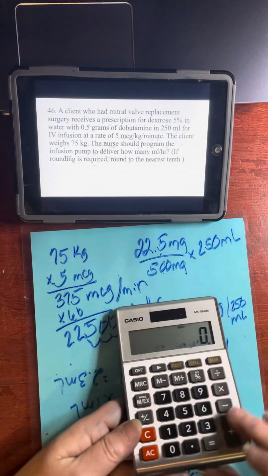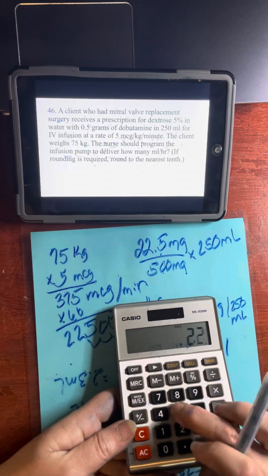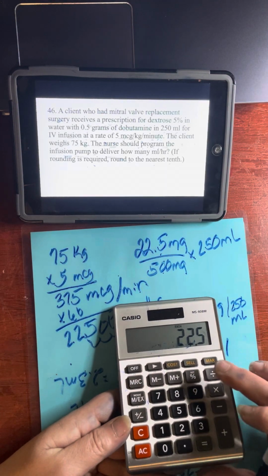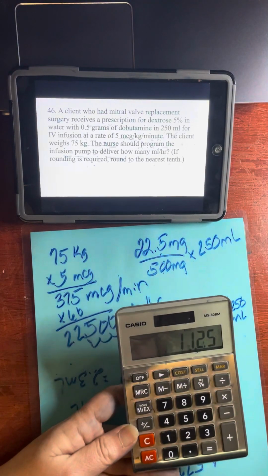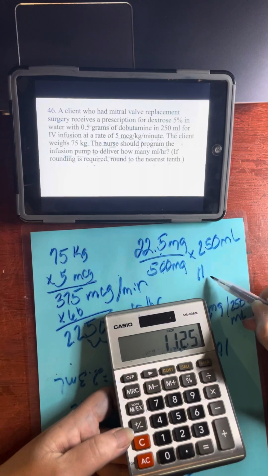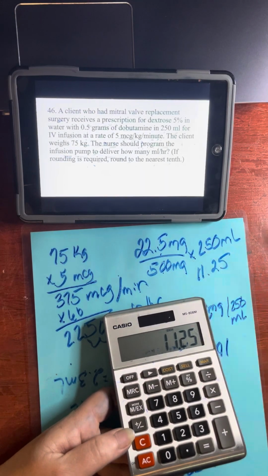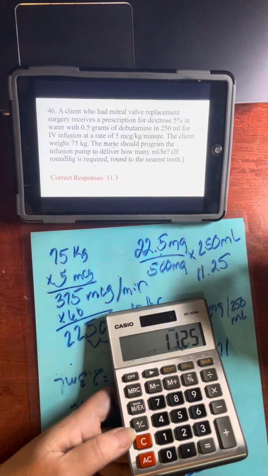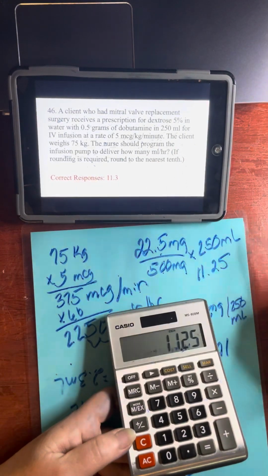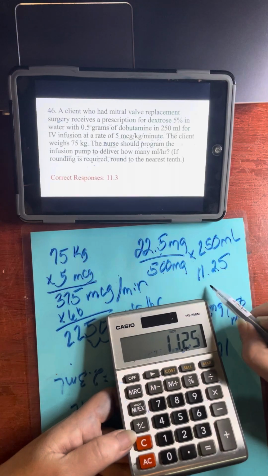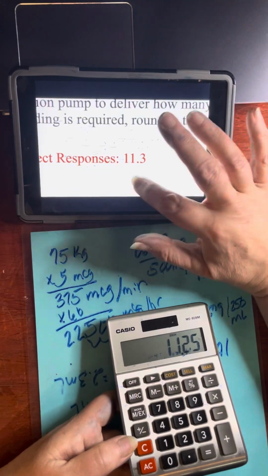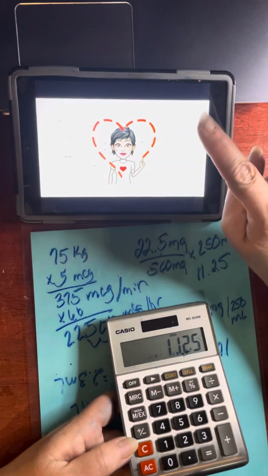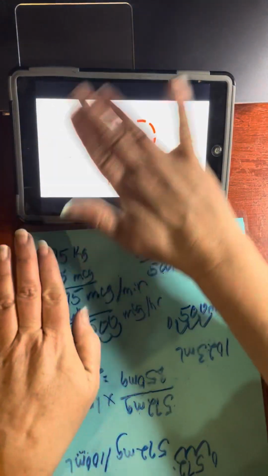I know it took a whole page, but you got to make peace with it. Divided by 500 equals, times 250 equals 11.25. She said round to the nearest tenths. That 5 is going to make that 2 a 3, and that sure enough would be 11.3 milliliters per hour.